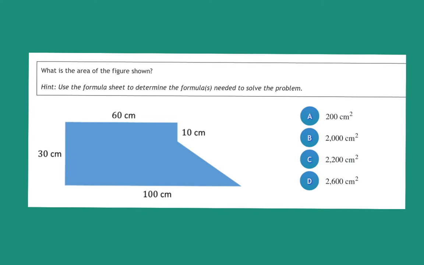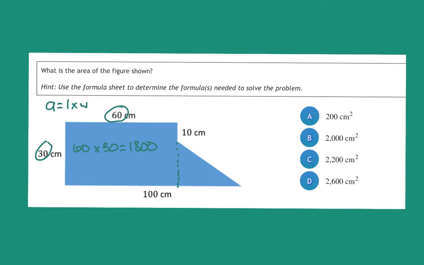Okay, welcome. In order to discover the answer to this, what is the area of the figure shown, we have to separate this into two figures. We're going to have a rectangle with the area of 60 times 30, because a rectangle's area is always length times width. So we're going to discover what 60 times 30 is, and we're going to end up with 1800.